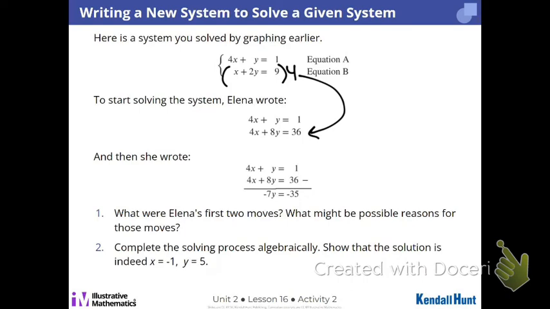I had a question. If she multiplied everything by 4, then how does the top one stay the exact same? Well, she didn't mess with the top equation, only the second equation. And she did this with intent, because watch what happens when you subtract. 4x minus 4x is gone.